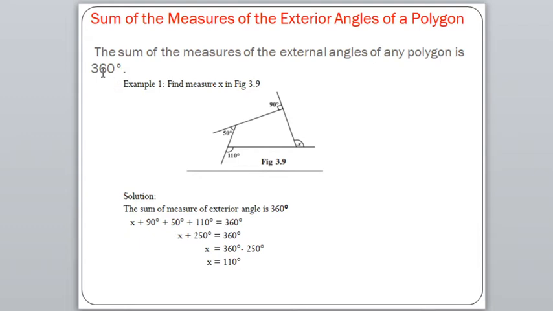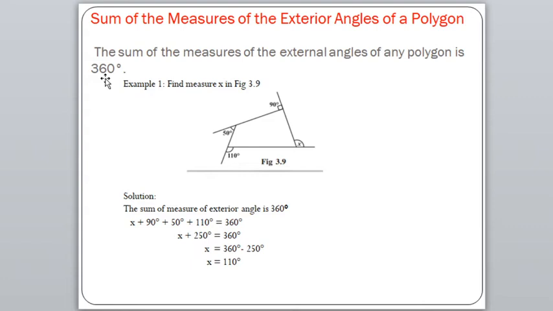In the earlier exercise we have seen how to take out the interior angle of a polygon, and we have even taken out the exterior angles of the polygon by using the linear pair. But now in this next exercise we have to take out the measure of exterior angles. The sum of the measure of the exterior angles of any polygon is 360 degree, which means the sum of all exterior angles of a polygon is 360 degree.